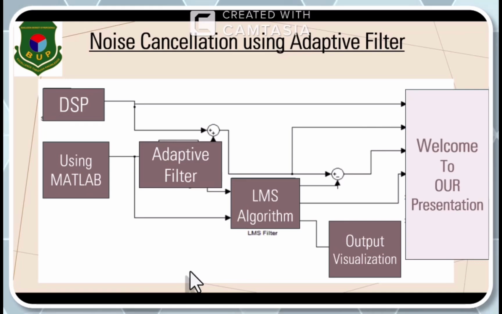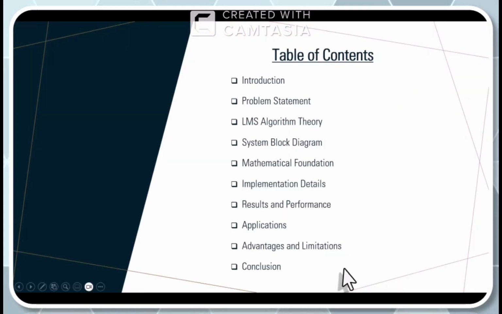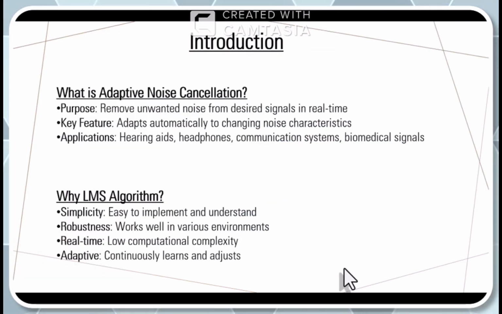Now I describe my second slide. In this slide, we can see the table of contents of our project: problem statement, LMS algorithm theory, system block, and so on, and lastly our conclusion. Now I tell about, first of all, noise. What is noise? Noise is an unwanted signal that mixes with our real signal. Noise is a big problem for our signal because it disturbs the real signal and reduces our quality.